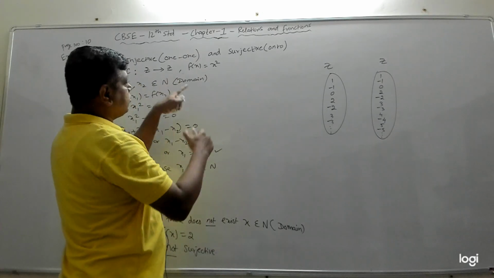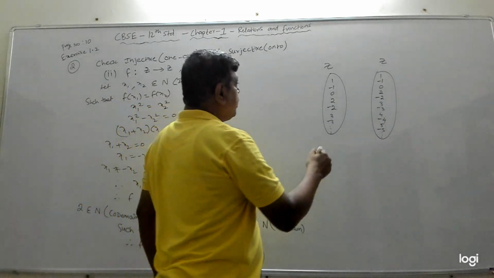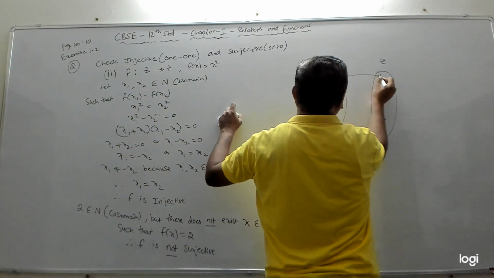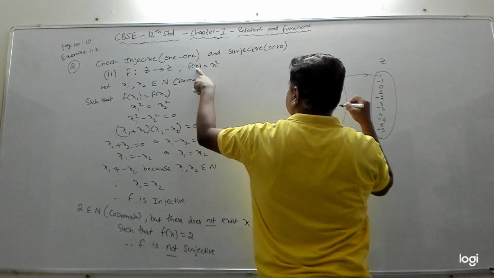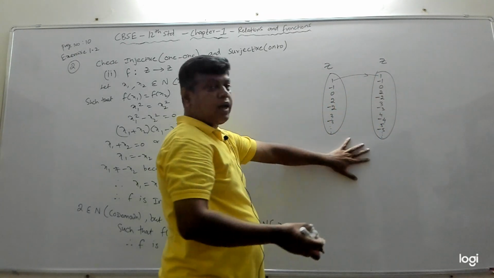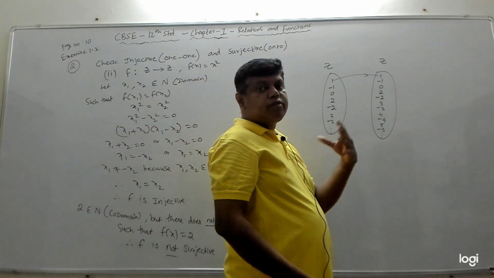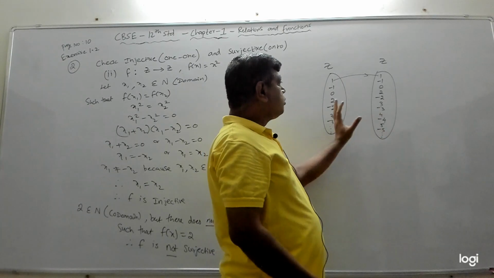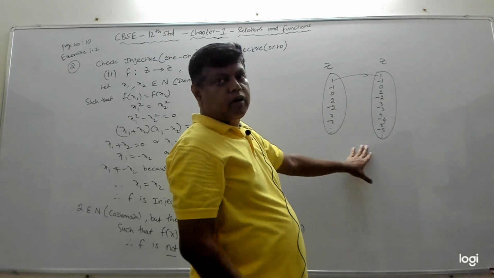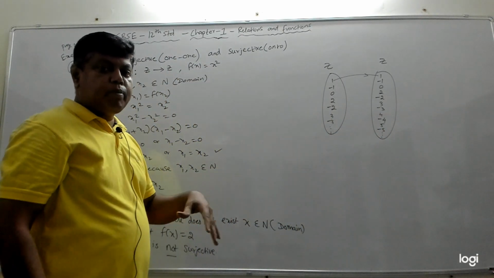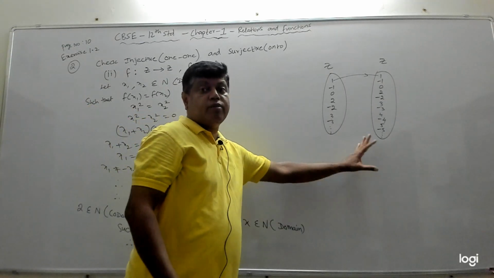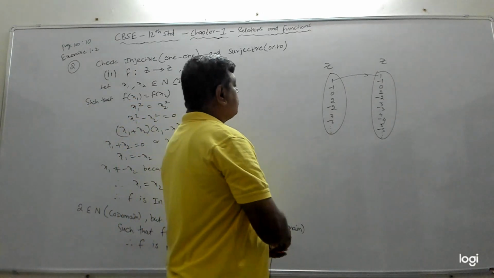Now let's do some mappings. So 1 goes to where? 1 goes to 1, because f of 1 is 1 square, which is 1. You need not draw this diagram in your exam. But in case you have any doubt or want to understand the function better, you can draw this diagram for reference. I am drawing this just so that you understand how the function mapping is done.